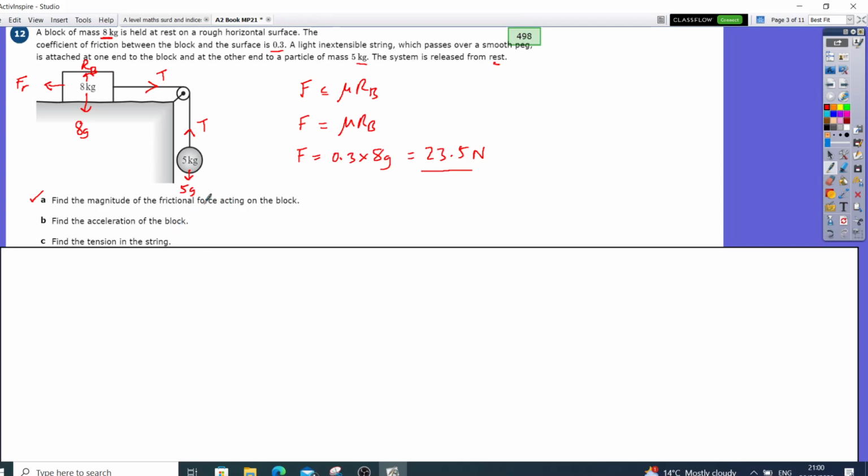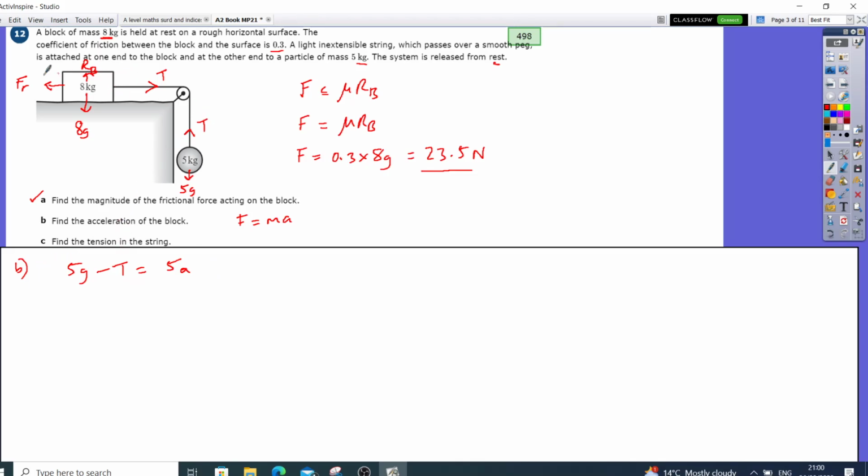So when we find the acceleration of the block, we've got acceleration happening here, and the same acceleration happening here. So we can make two formulas. Let's do this one first. We've got 5g coming down, tension going against it, and that's equal to Newton's second law, force equals mass times acceleration. That's the resultant force. The mass of this particle is 5 kg, so that's going to be 5a.